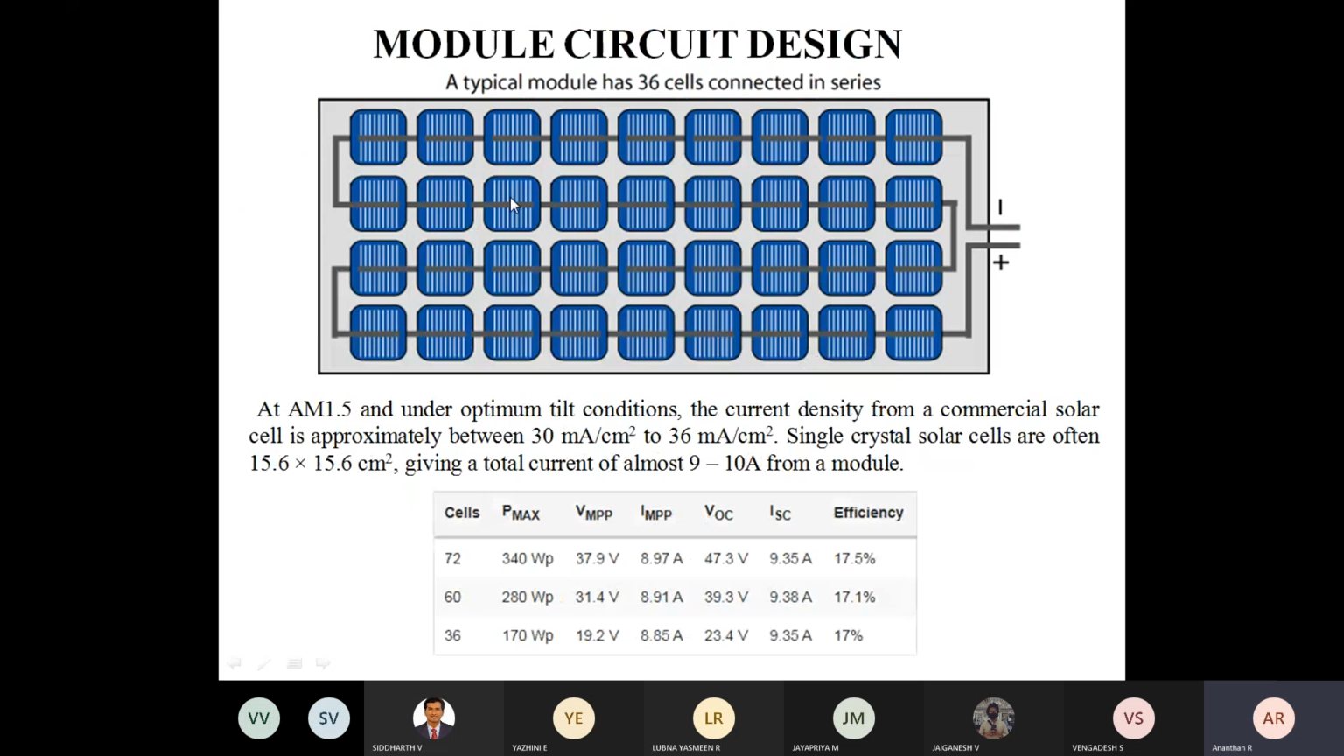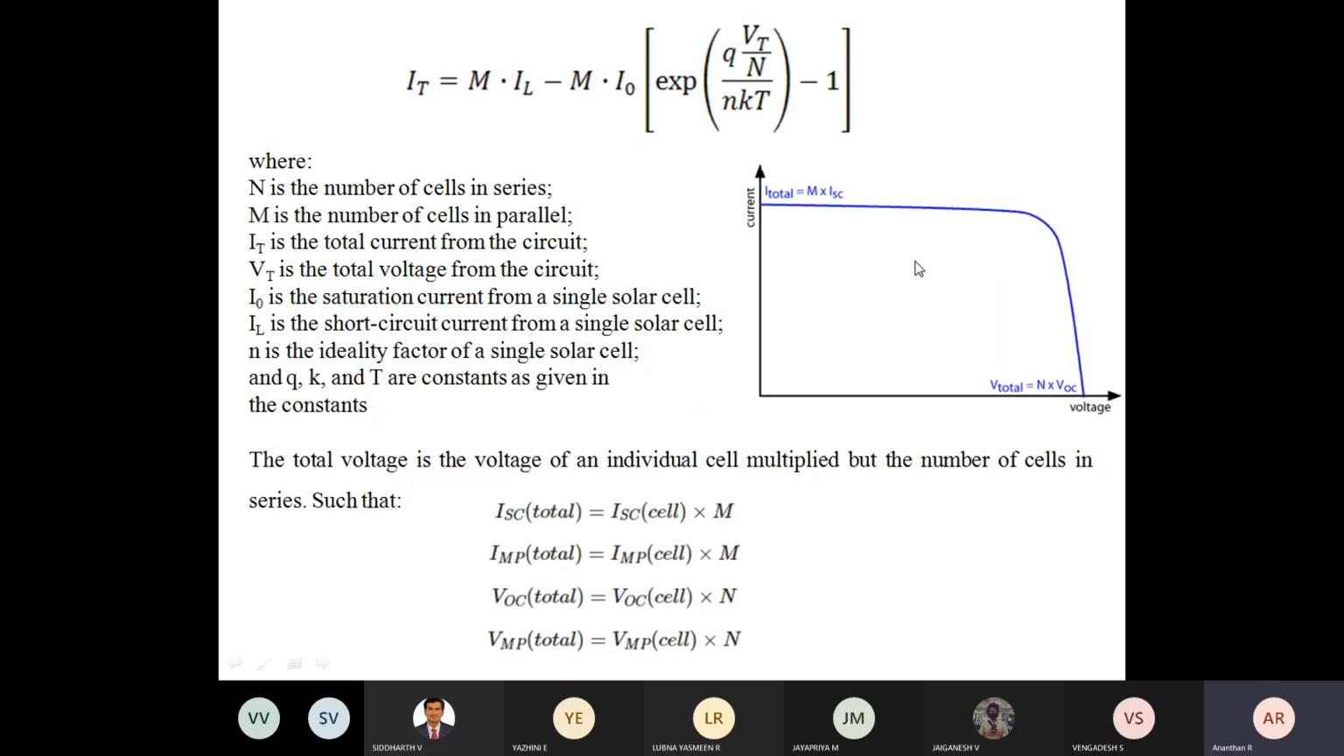If you can see here, 1, 2, 3, 4, 5, 6, 7, 8, 9, 10. So currently 10 cells are connected in series and 4 parallel rows. So here n is 10 and m is 4. Vt is the total voltage generated within the cell, I0 is the saturation current, IL is the short circuit current, and the remaining things are constants.